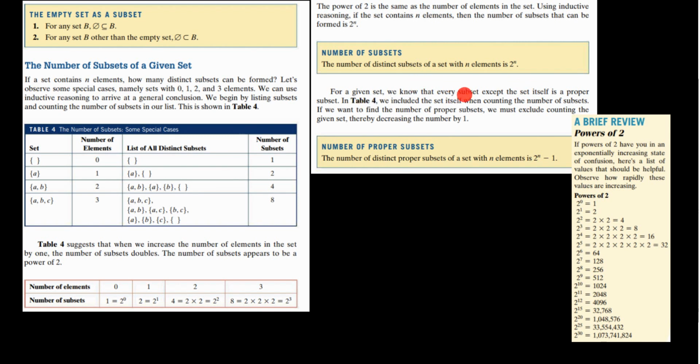We know that every subset except the set itself is a proper subset. In Table 4, we included the set itself when counting the number of subsets. So in this set, we included the set itself. We must exclude counting the given set, thereby decreasing the number by 1. So the number of proper subsets is basically just the number 2 to the n and then minus 1. So in this particular case, it's 0. In this particular case, it's 1. In this case, it's 3. In this case, it's 7.